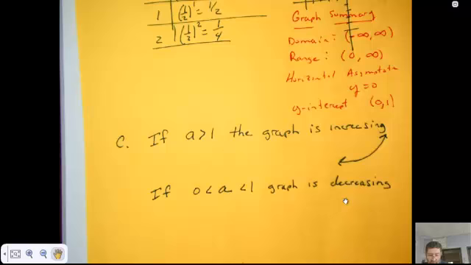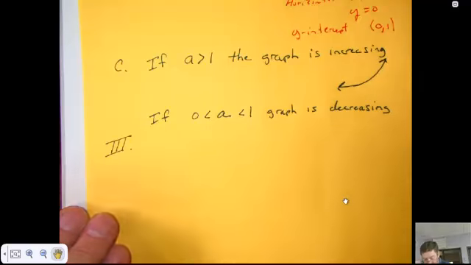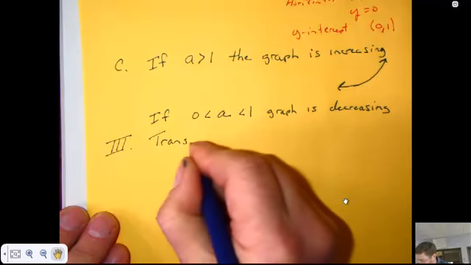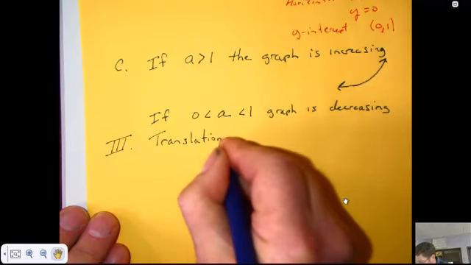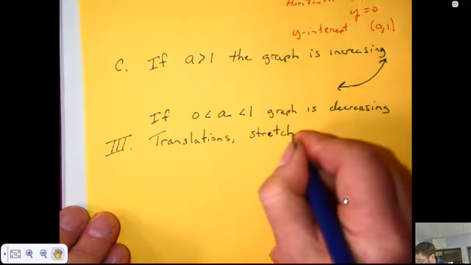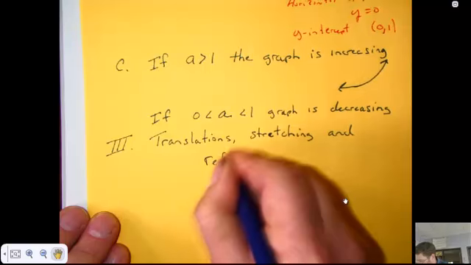So one of the things you'll be doing is some translations, and then in this lesson we're solving some equations. But the translations are a lot like other graphs. In fact, they're very much like them, so it's not a lot new. So let's call this Part 3, translations, stretching and reflections.